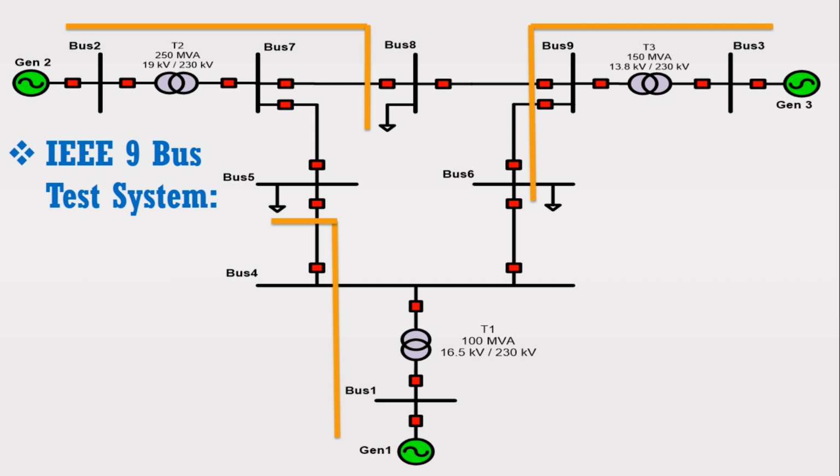Now the question may arise: how to reduce the losses as well as the cost in order to make the power system operation economical? The answer to this question is that, to make it economical, usually economic load dispatch and optimal power flow analysis of the power system is carried out.